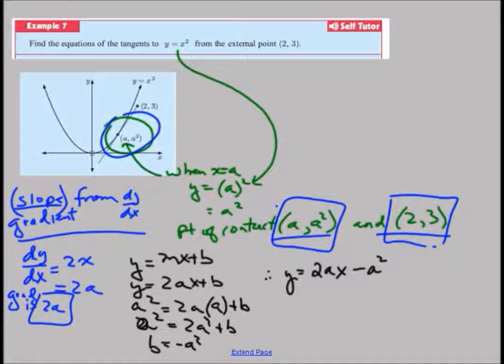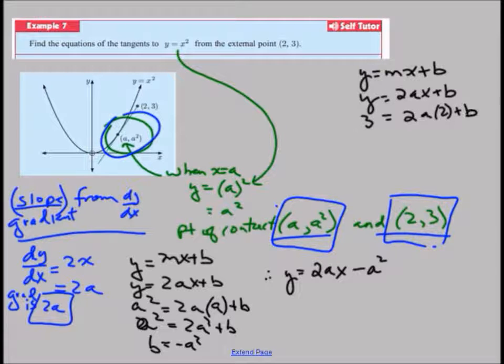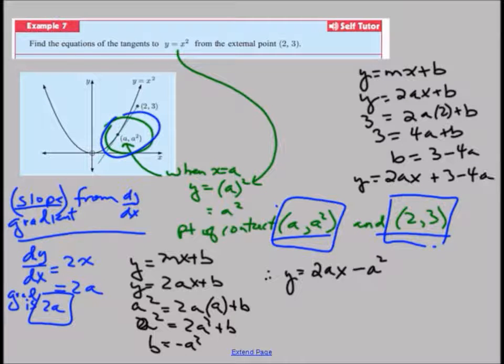Okay, just for fun, what would have happened if we plugged the other point in? (2, 3). y equals 2ax plus b. 3 equals 2a times 2 plus b. 3 equals 4a plus b. b equals 3 minus 4a. So y equals 2ax plus 3 minus 4a.